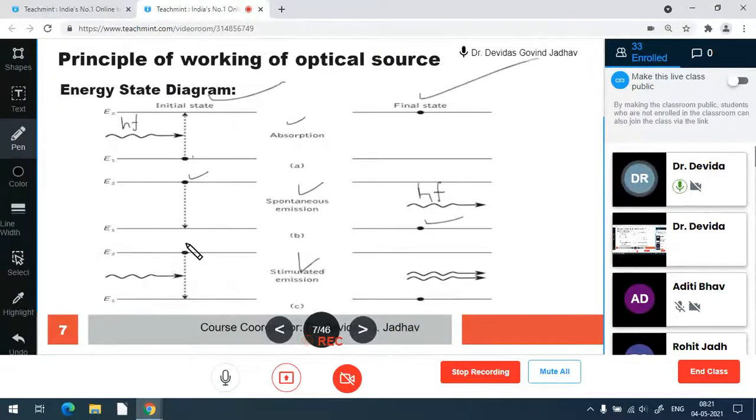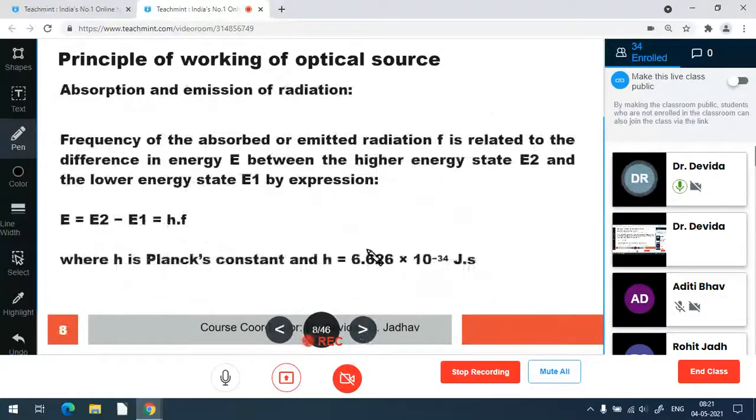In stimulated emission, atom initially is in the higher energy state, and external photon interacts with the atom, and the external photon makes the atom transit to the lower energy state and emit a photon from it. Both the emitted photon and interacting photon have same energy, and they are having same phase, so it is coherent as well as monochromatic. It is observed in laser.